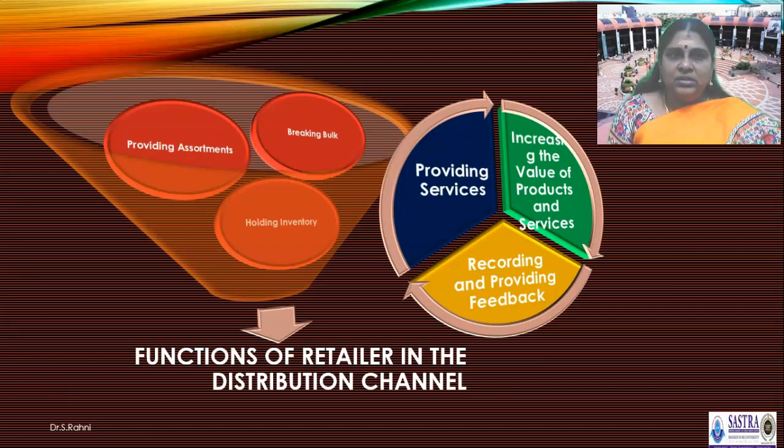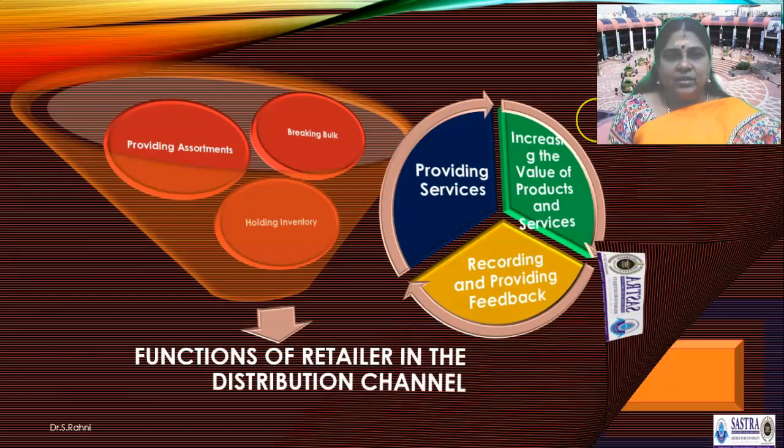Number 1 is providing assortments. Number 2 is breaking the bulk. Number 3 is holding inventory or the stock, providing services, the other extra services to the customers, increasing the values of products and services, recording and providing the feedback to the manufacturers or to the wholesalers. We will discuss one by one.